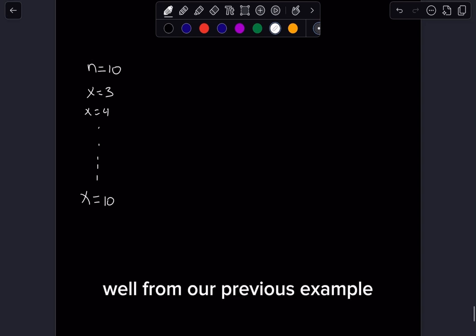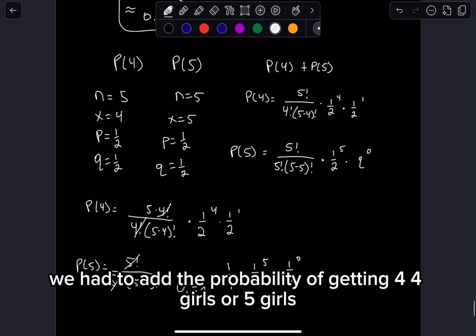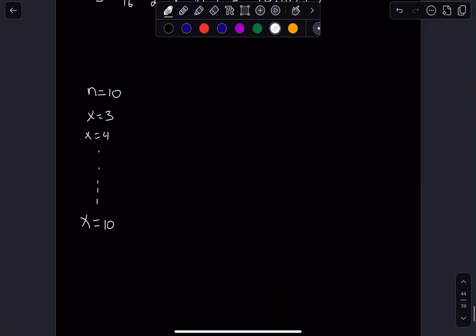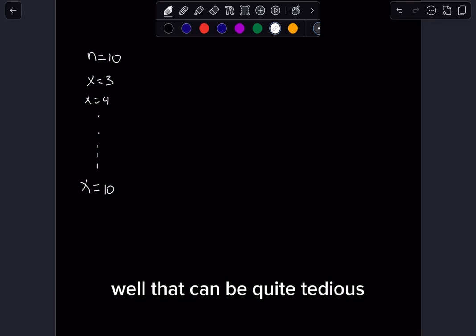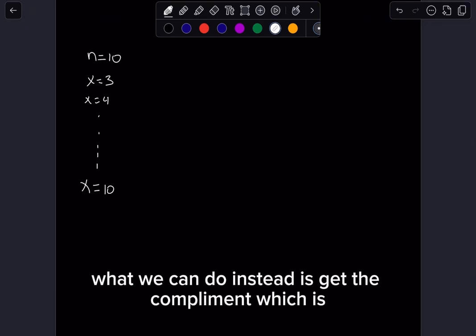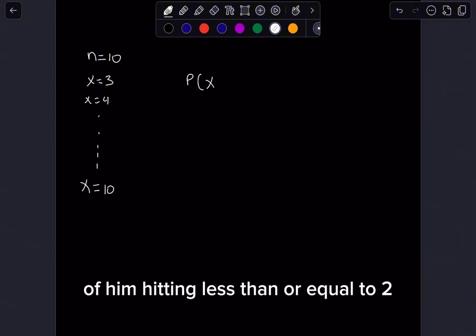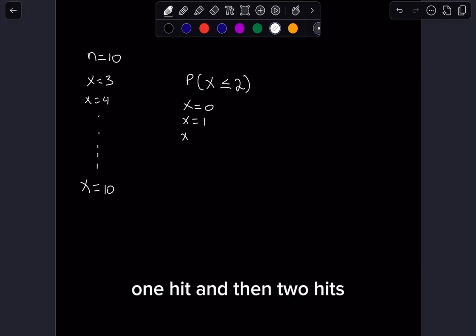Well, from our previous example, we had to add the probability of getting four girls or 5 girls. And in this case, we have to add as well for all 8 different possibilities. Well, that can be quite tedious. What we can do instead is get the complement, which is the probability of him hitting less than or equal to 2 hits. And so then our possibilities are going to be 0 hits, 1 hit, and then 2 hits.